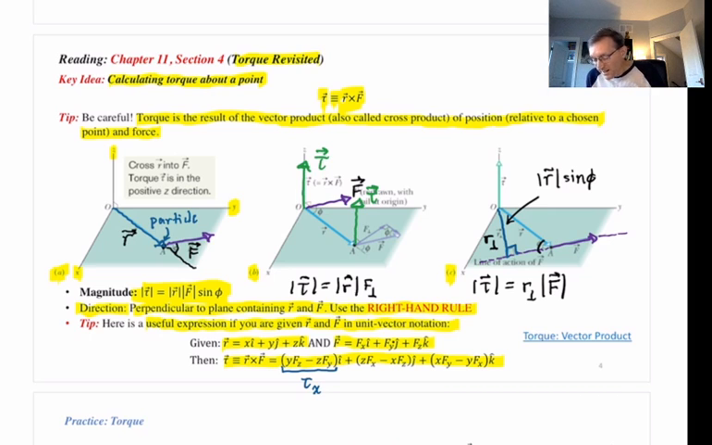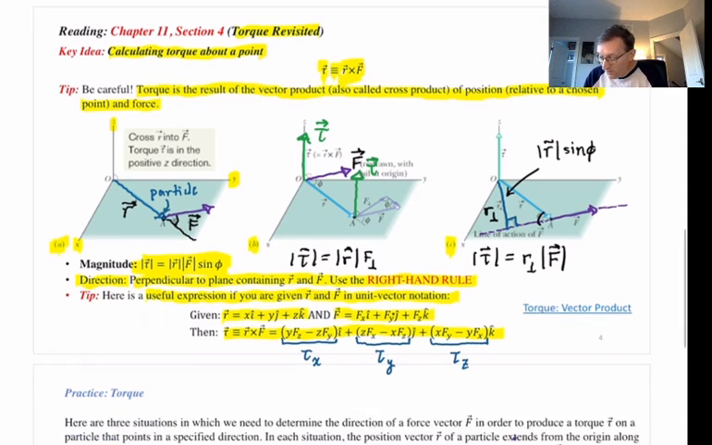plus z times F sub x minus x times F sub z, all times j hat. So the second quantity in the parentheses is the y component of the torque, tau sub y, plus x times F sub y minus y times F sub x, all times k hat. So this quantity in the parentheses is the z component of the torque, tau sub z. Use that if you're given r and F in unit vector notation.